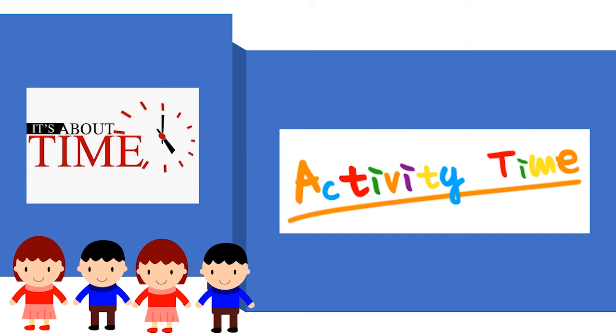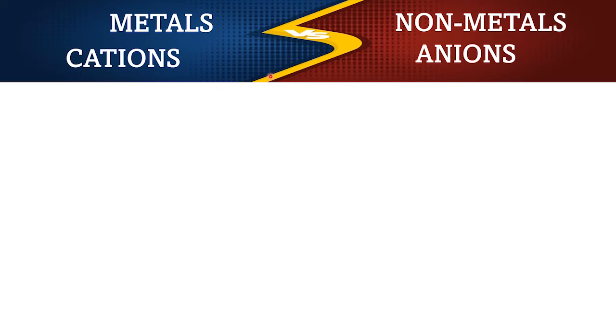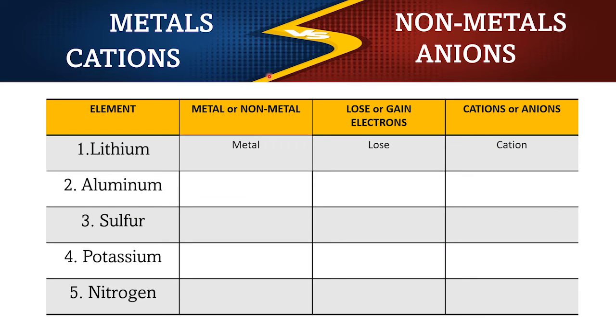Good. Now it's time for you to test your knowledge about ions. I hope you are all ready. Let's try to complete the table below following the given example for number 1. So lithium is a metal. It tends to lose electrons and it is a cation. I want you to grab your paper and pen so you can pause the video while doing this activity.